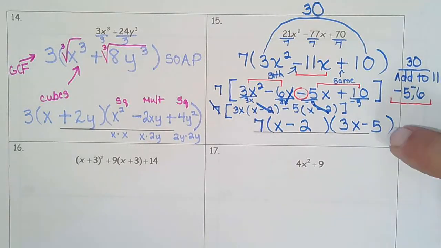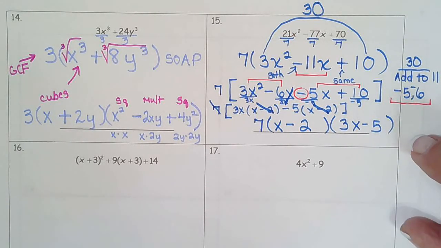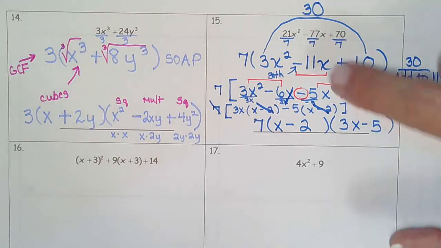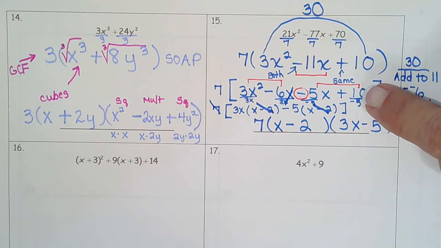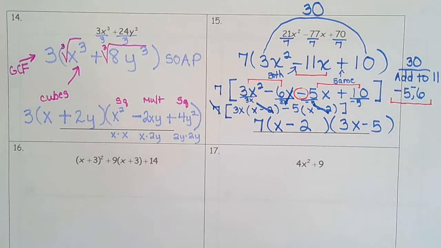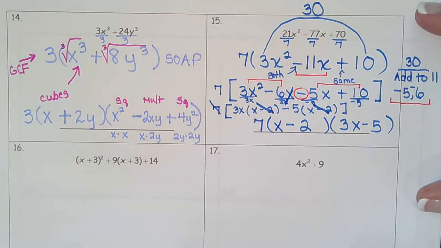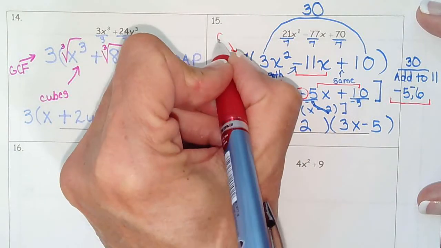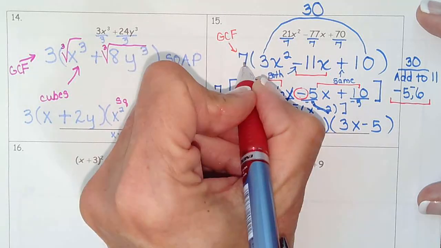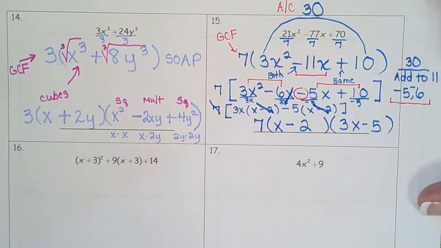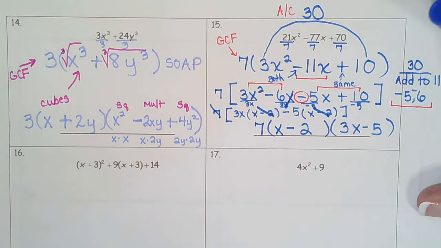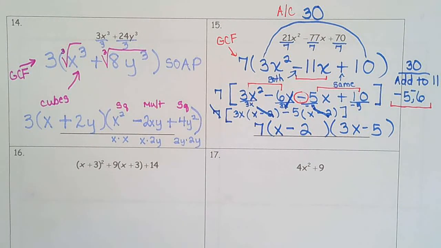So that's our, I think, 5th one that has had 2 factoring patterns. So it had GCF, and then it had AC method. So GCF and AC. So you can write that up here. GCF was first, then we did AC. And GCF is always first. So that should never be done anywhere else but at the beginning.